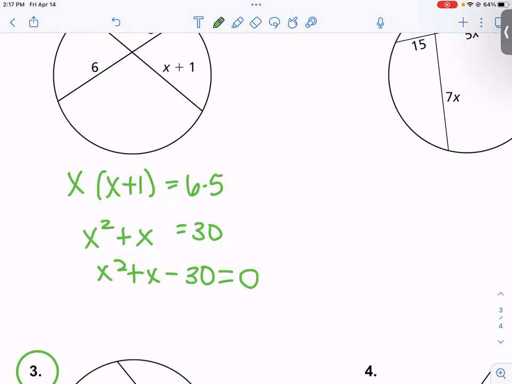Great question. X squared makes it a quadratic equation. Put the scissors and the rulers down.